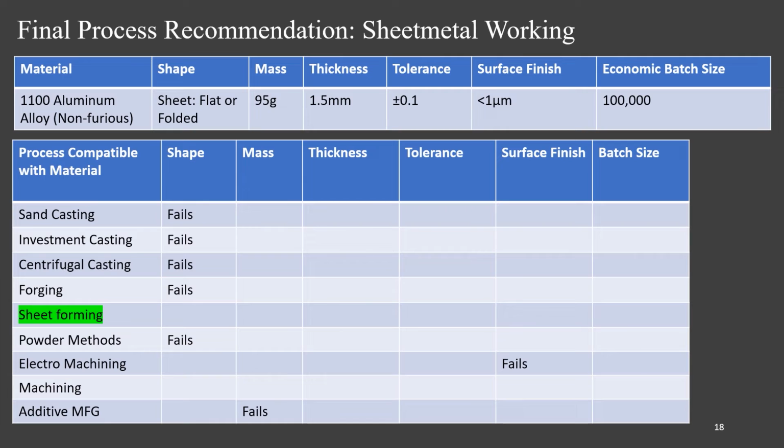We chose 1100 aluminum alloy as the material for this part. Given this material, there were 9 processes compatible. Going through the capabilities of each process narrowed the choice down to sheet forming and machining. We recommend sheet forming as the final process recommendation because it can produce more consistent parts at a higher rate to reach that economic batch size of 10,000. Within sheet metal forming, we recommend the part off process instead of blanking.